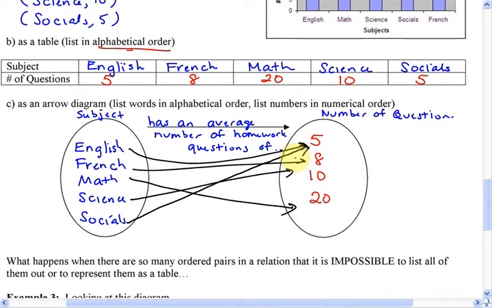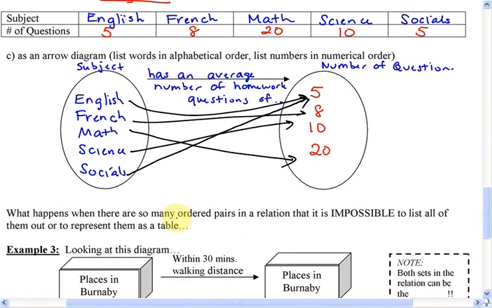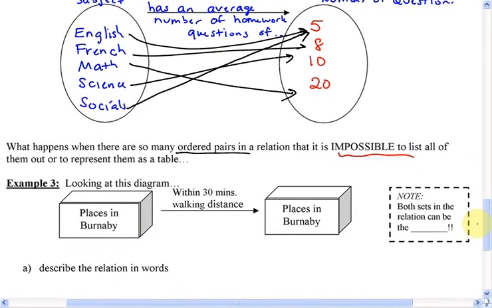Now, this, of course, is nice and easy when I give you only a few elements. But now I'm going to ask you, what happens if there are so many ordered pairs in a relation that it is impossible to list them all? Sometimes you can't list them all on the table because we'll be here for days. Here's an example, and this is the last one for today, okay? What does this diagram show?